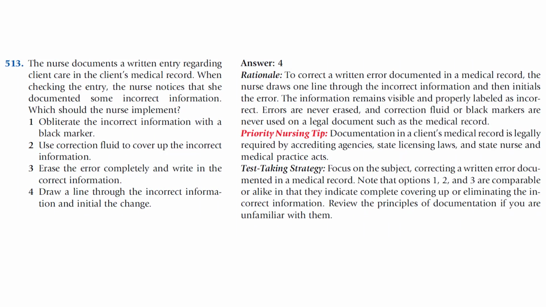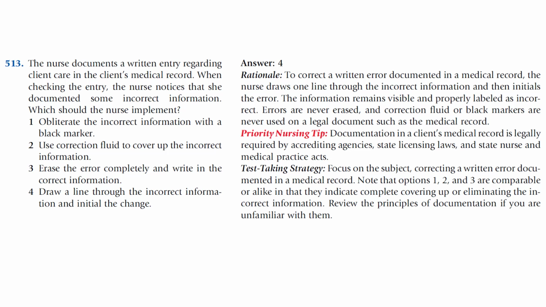513. The nurse documents a written entry regarding client care in the client's medical record. When checking the entry, the nurse notices that she documented some incorrect information. Which should the nurse implement? 1. Obliterate the incorrect information with a black marker. 2. Use correction fluid to cover up the incorrect information. 3. Erase the error completely and write in the correct information. 4. Draw a line through the incorrect information and initial the change.